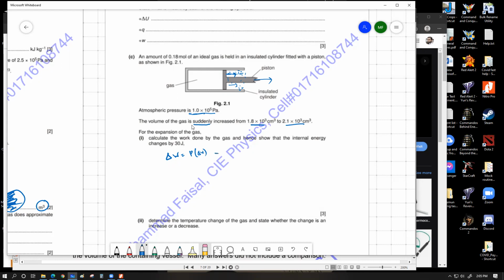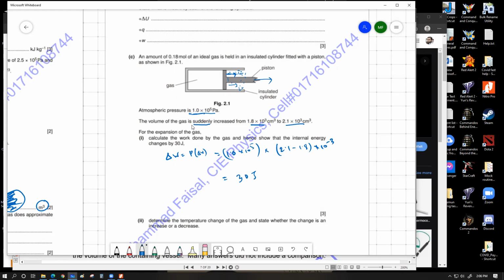So the work done is delta W equals P into delta V. Let's go for this calculation: 1.0 into 10⁵ multiplied by 2.1 minus 1.8 into 10 to the power minus 3. It becomes 10 to the minus 3 because I'm converting to meter cube; centimeter cube to meter cube is 10 to the minus 6. I did the multiplication in my head. See how much you get from here. This is going to be 0.3 into 100, which gives you 30.